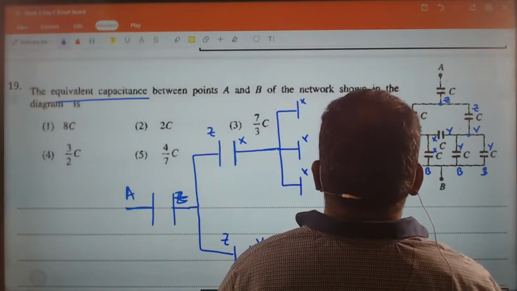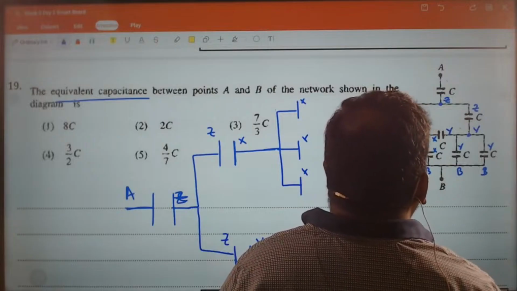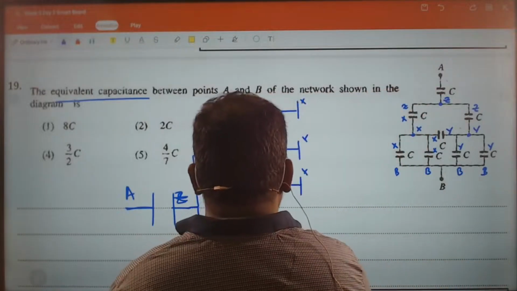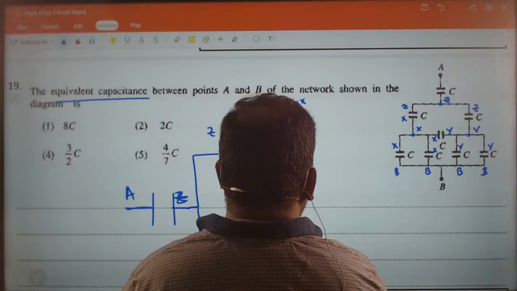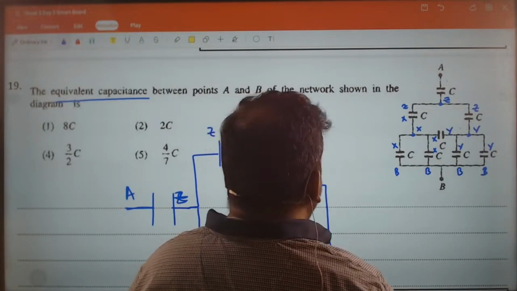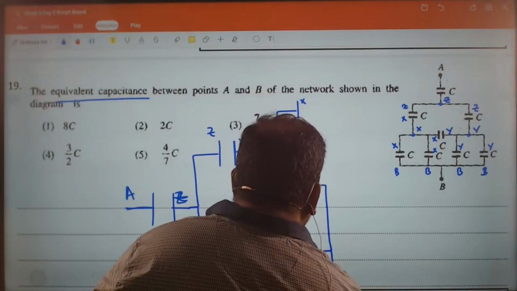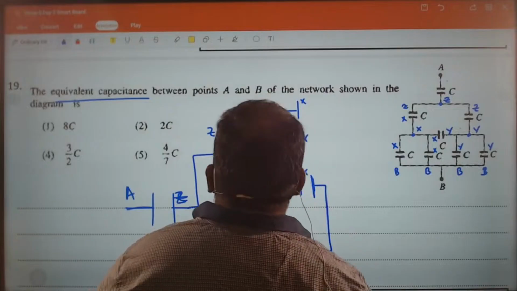Y is connected to how many plates? 3 plates. One is connected here. The other 2 are connected separately. Y plates.